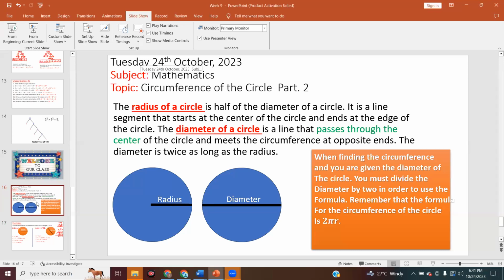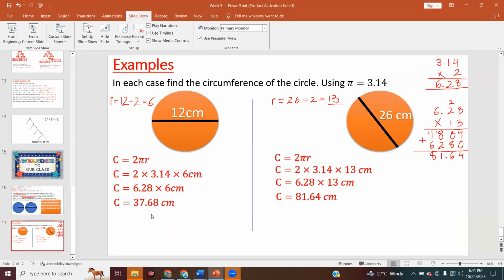We were talking about the radius of the circle versus the diameter of the circle and what to do when we are given the radius versus the diameter. If they give you the radius, then for that one, you just use it out front. If they give you the diameter, then for that one, you have to divide it by 2.